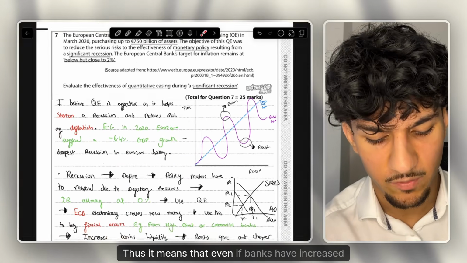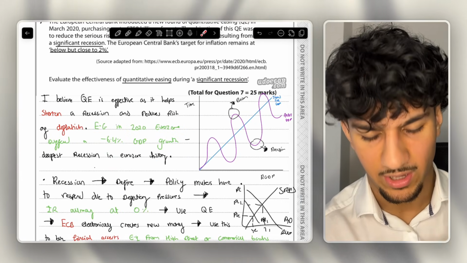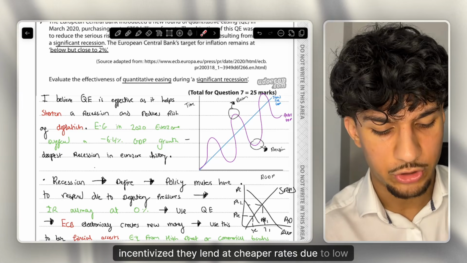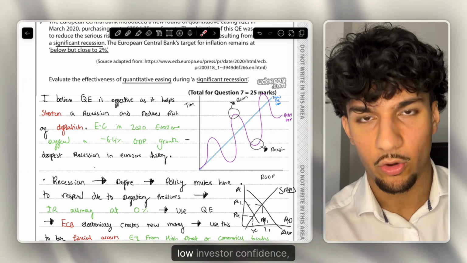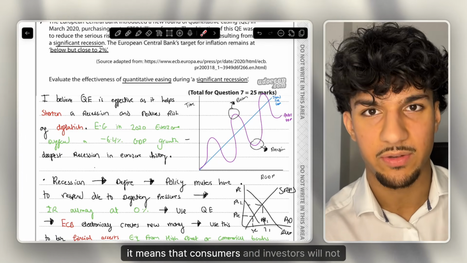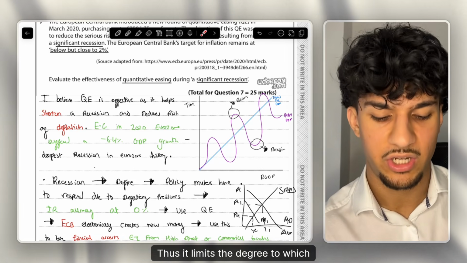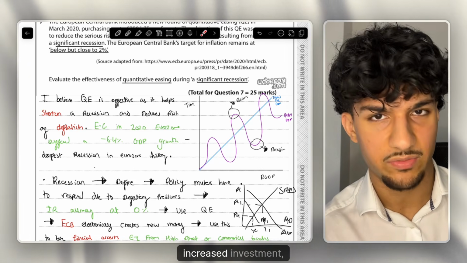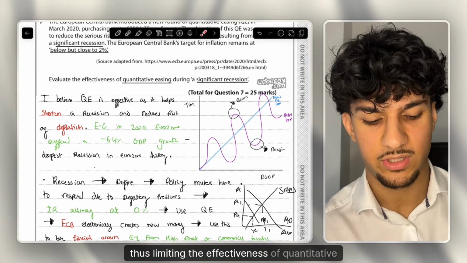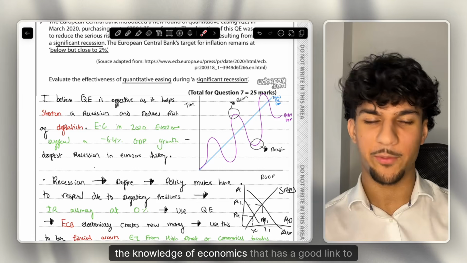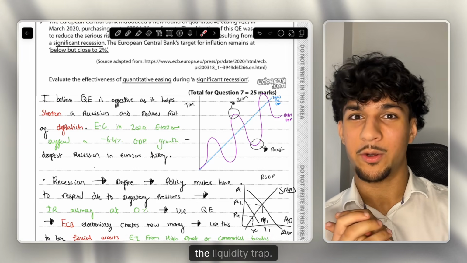Thus, it means that even if banks have increased liquidity and they are more incentivized to lend at cheaper rates, due to low levels of consumer confidence, low investor confidence, consumers and investors will not actually take out more loans. Thus, it limits the degree to which consumption and investment increase, thus limiting the effectiveness of quantitative easing. And of course, for those of you who are seekers of the knowledge of economics, that has a good link to the liquidity trap.